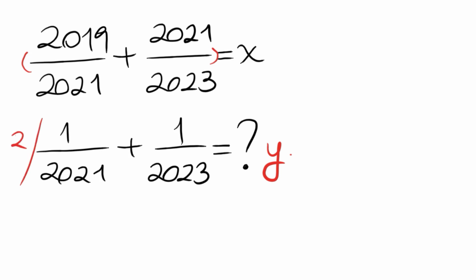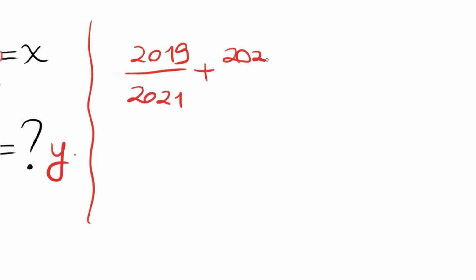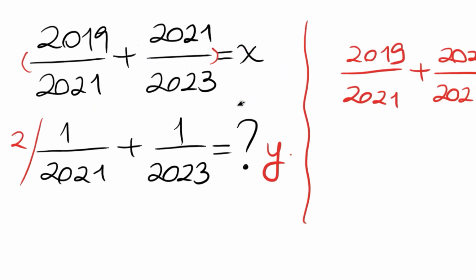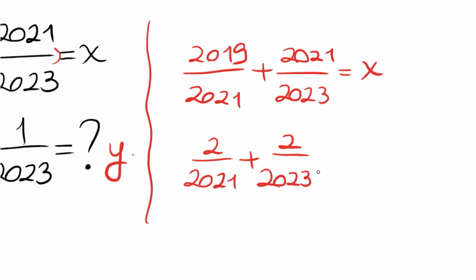Then we will have this first part is again 2019 divided by 2021 plus 2021 divided by 2023, and this is equal to x. Multiplying by 2, we will have 2 divided by 2021 plus again 2 divided by 2023 is equal to 2y.